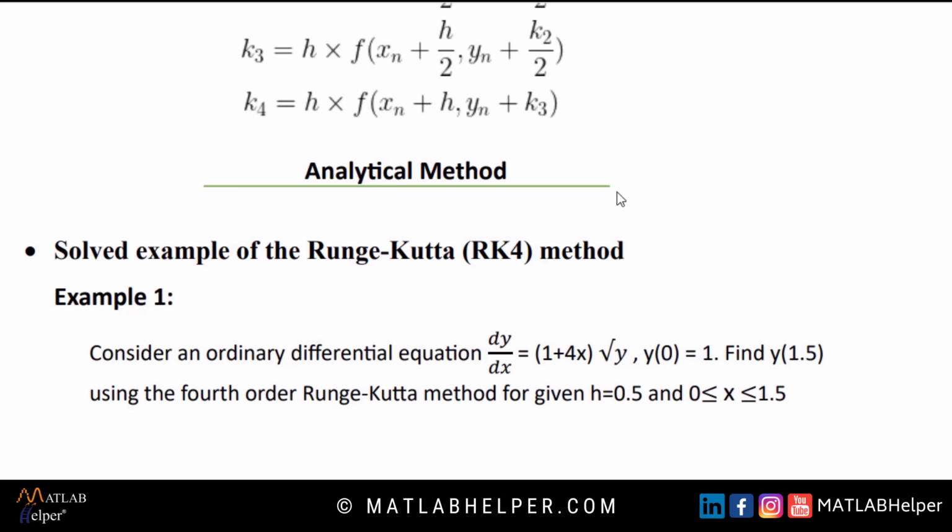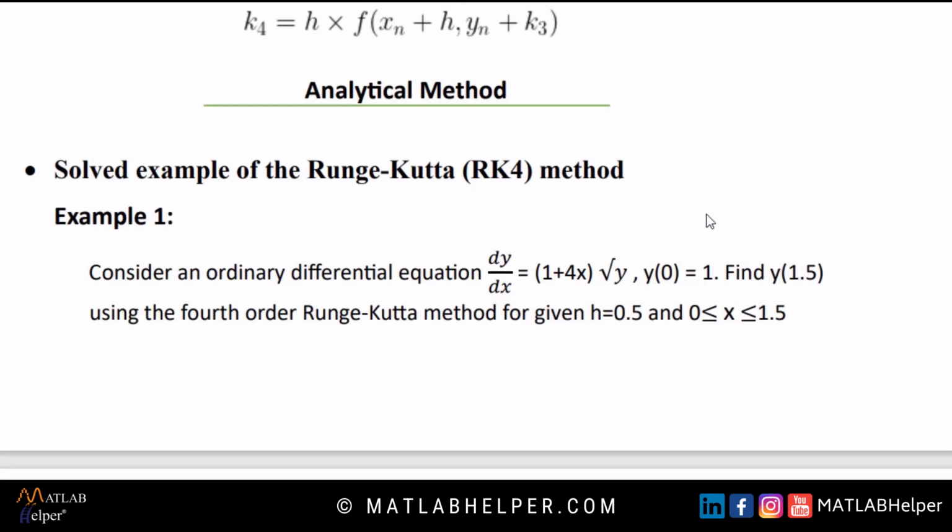So here in this question, the ordinary differential equation is given as dy/dx = (1 + 4x) multiplied by the square root of y, with y(0) = 1. We need to find y(1.5), that is the value of y at x = 1.5. h is given as 0.5 and x is in the range of 0 to 1.5.